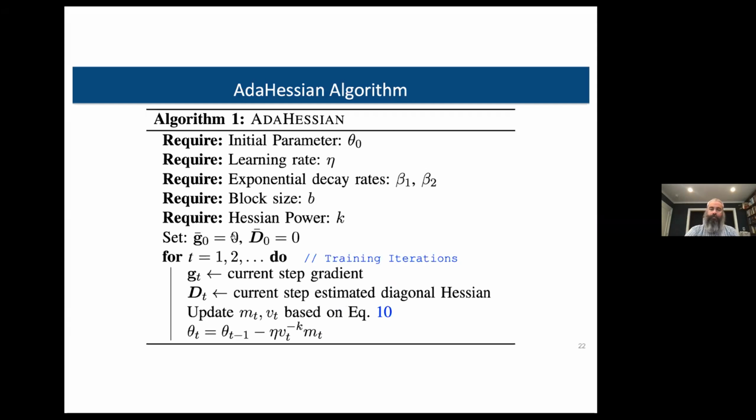So set your initial gradients and diagonal approximation of the Hessian to 0, for time t equals 1, 2, 3. Here's your current gradient estimate. Here's your current diagonal Hessian estimate, and update M and V in equation 10, which was that basic equation we had a few slides ago, and update the parameters. And this is the expression I had before. All right, so this is the basic algorithm. There are a lot of implementation details to really get it right, but this is the basic algorithm. But we forced ourselves to feed this through infrastructure that was really biased towards first order methods.